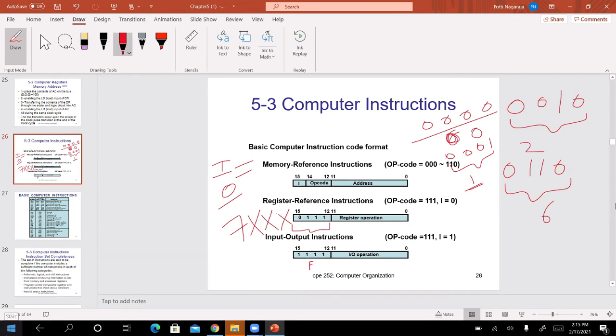Now I will ask one question. If an instruction starts from 7, what type of instruction is it? Memory reference, register reference, or input output instruction?